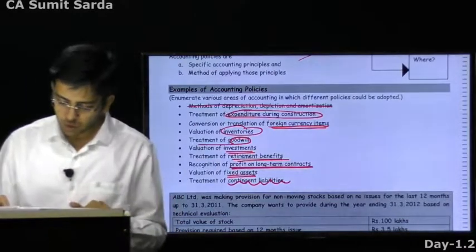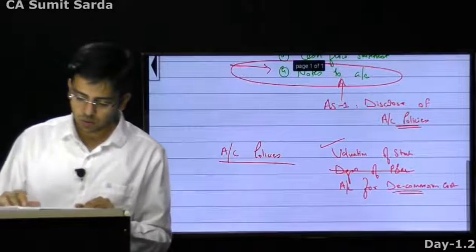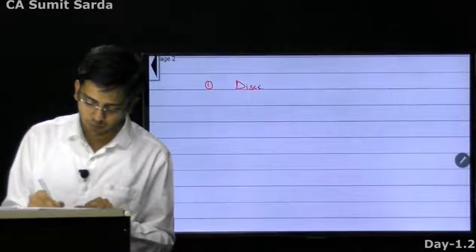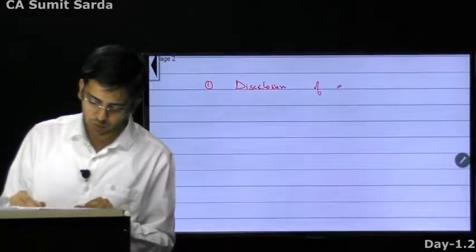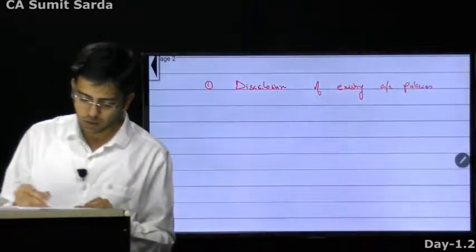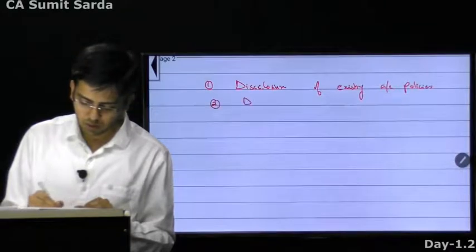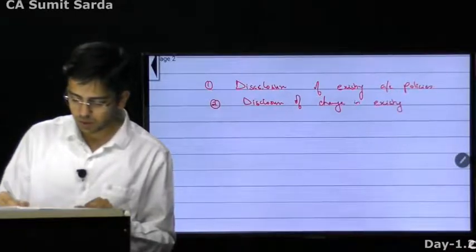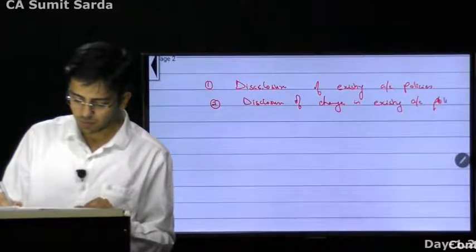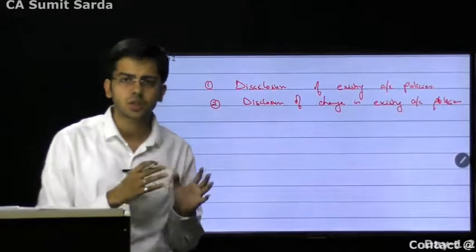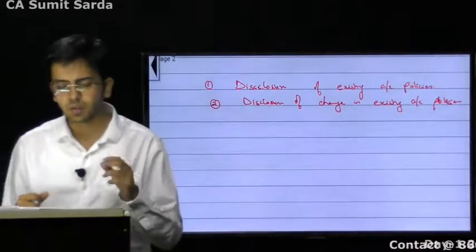So this standard is basically required only for the disclosure aspect. So what do we deal with over here? Disclosure of existing accounting policies. Then there is disclosure of change in existing accounting policies. So if we change any of the existing accounting policies that we are following, there will be a problem.